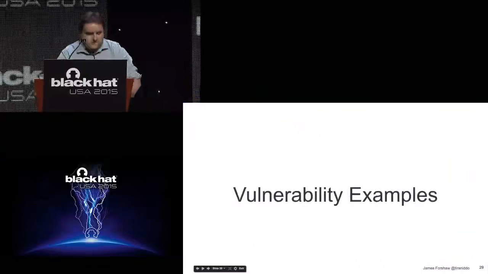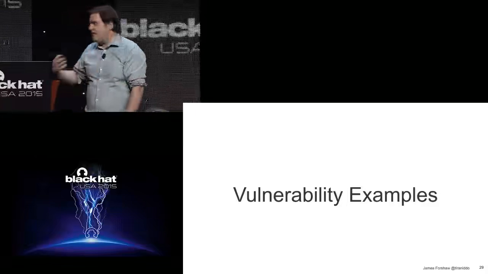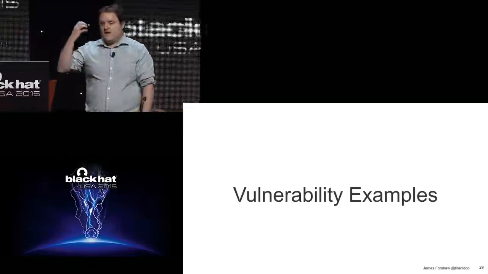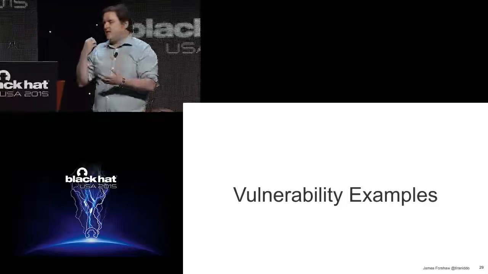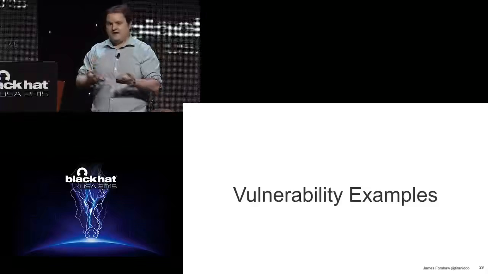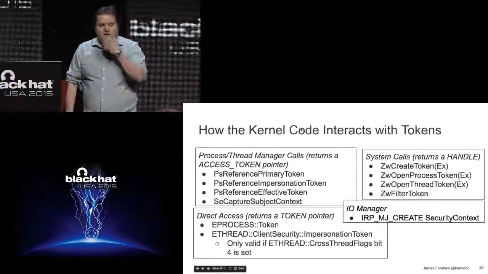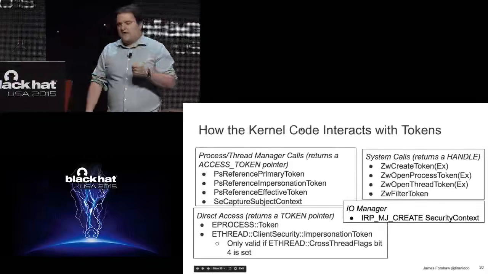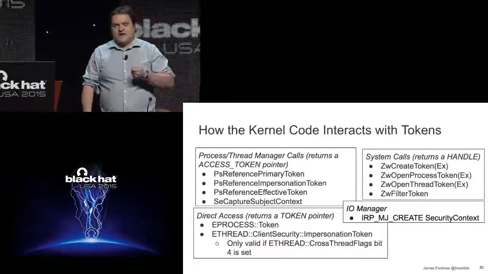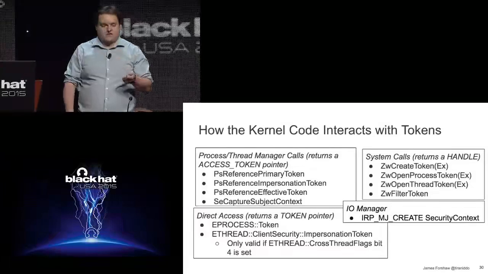Now let's go into examples of vulnerabilities I've found or other people have found. If you can find these types of bugs, you can exploit them using this fake ID, these identification token tricks. The first thing, before you can look for these bugs, is to understand how kernel mode code and the kernel itself interacts with tokens.